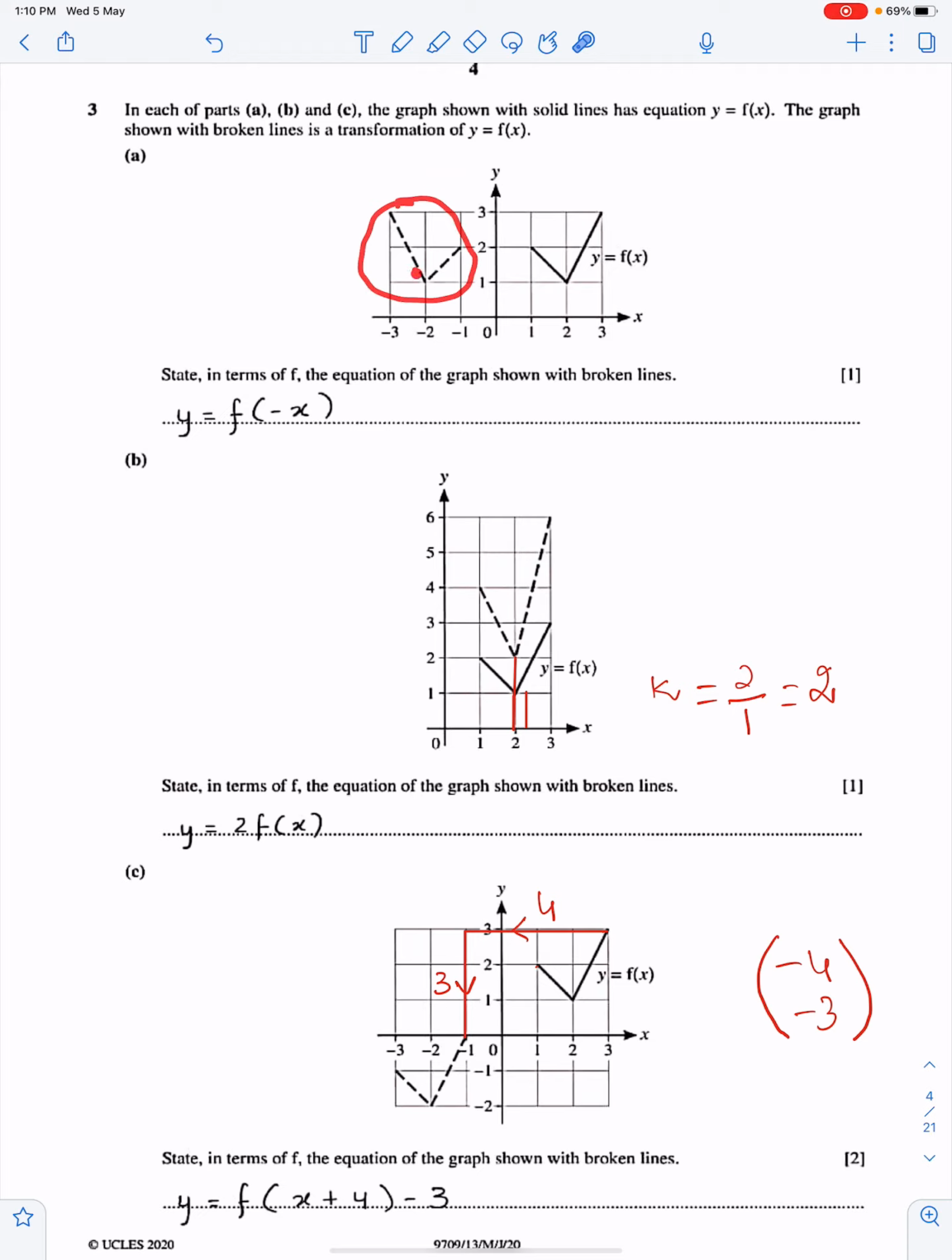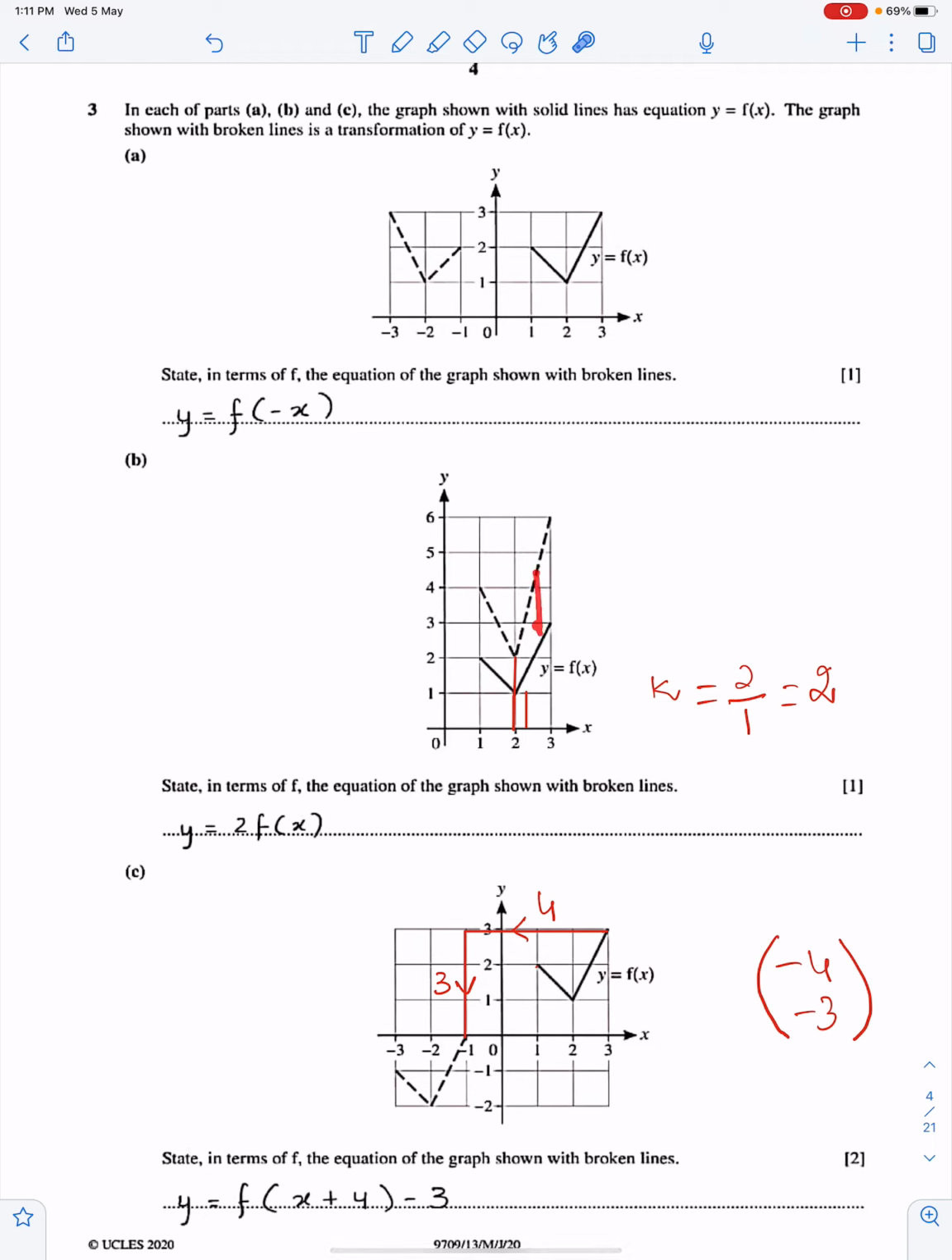This is reflection of this graph about y-axis. Therefore, this graph has equation y is equal to f of minus x. Because when you reflect anything about y-axis, you change the sign of x coordinate. Therefore, we have minus here.